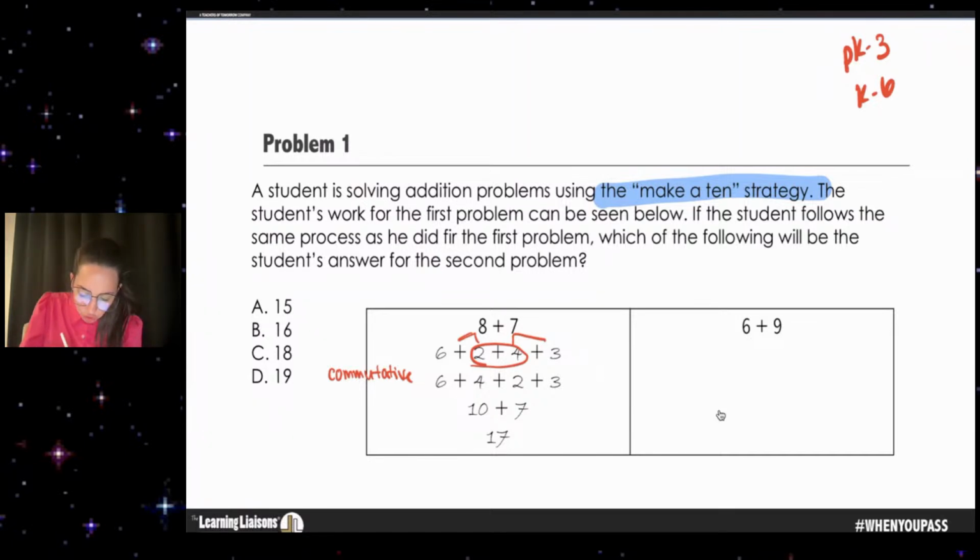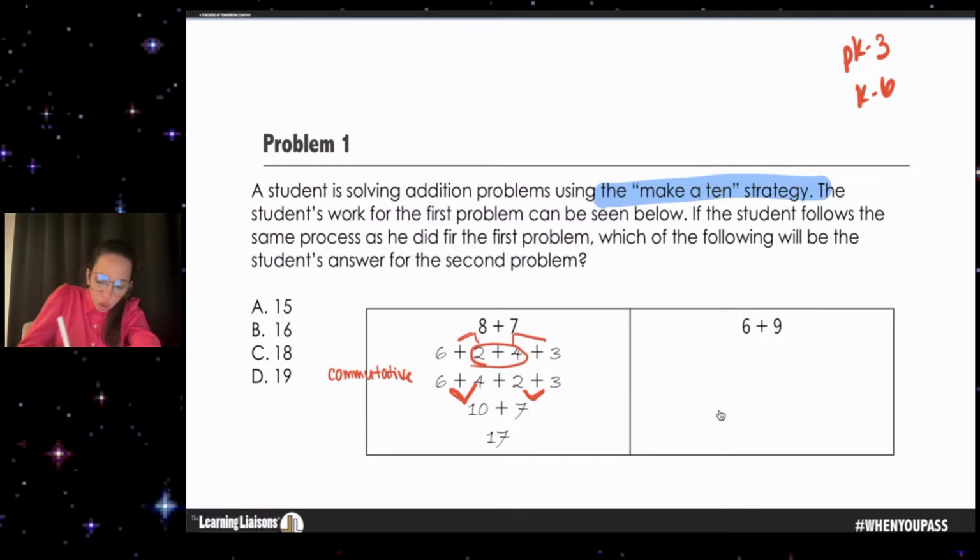Then the student did 6 plus 4 is 10. And in our head, we know that we should have done 2 plus 3 would be 5. But it looks like the student made the 10. And then what did they do after they made that 10?